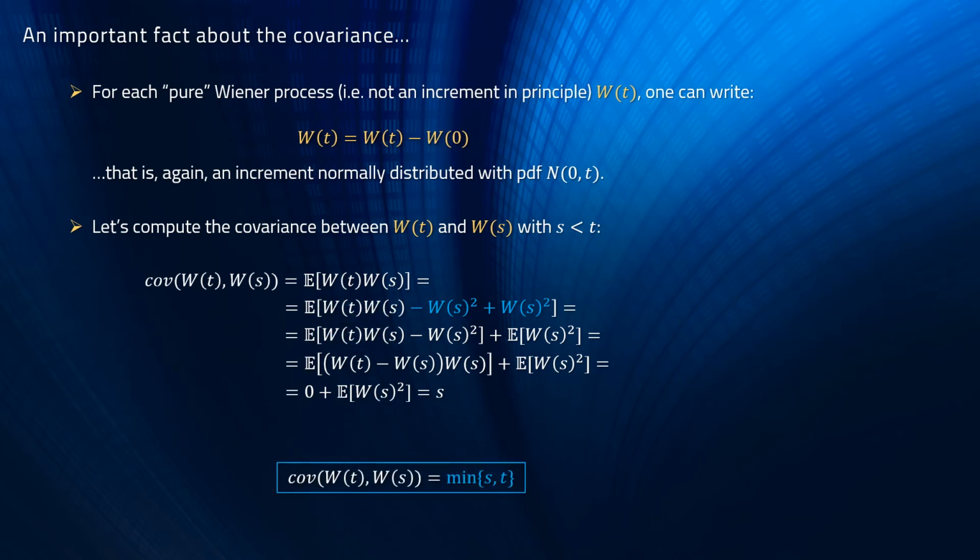So we can generalize this concept by saying that the covariance between two pure Wiener processes is the minimum between s and t. I'm sorry if sometimes I use the term Brownian motion improperly with respect to Wiener process, but I'm sure you got it. This is a non-trivial result about the covariance, and it is useful to know this property.